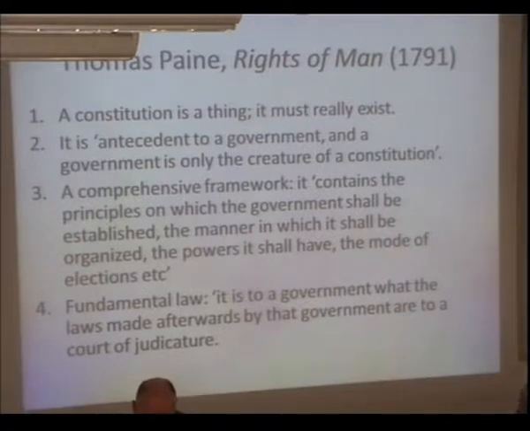Secondly, Paine says it is antecedent to a government. That is, the Constitution is what constitutes the government. It's what makes the government. The government is a creature of the Constitution. Government is not some natural entity that exists, has always existed. We'll come back and see the significance of that in a moment. It's not something that always exists. The authority of government is created through the Constitution.